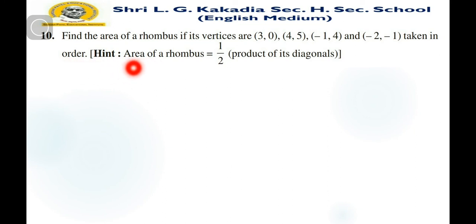A hint is given: area of rhombus is half of the product of its diagonals. We know that in a rhombus the area is half of the product of its diagonals. So we have to just find the lengths of the diagonals.